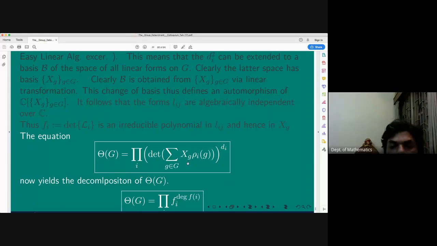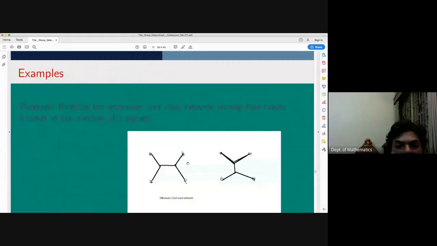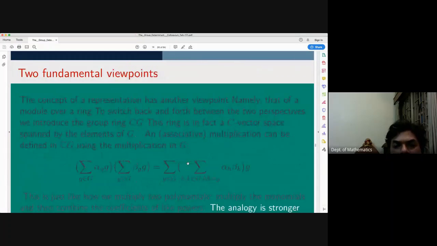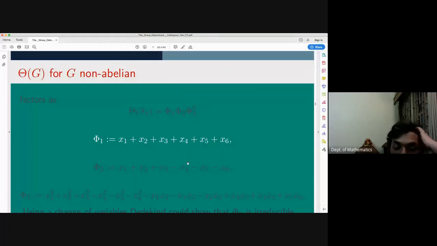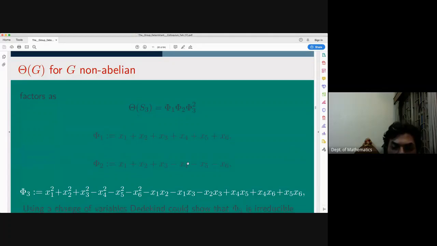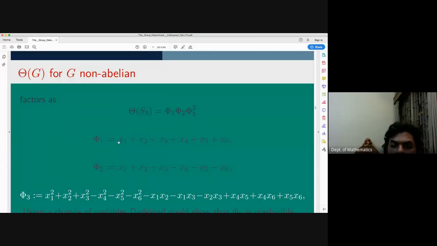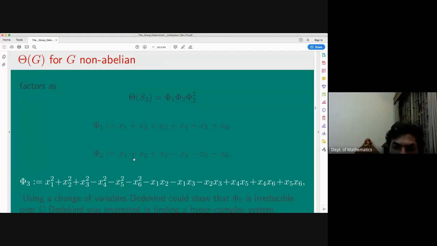And just going back to the S3 example, concluding my talk. If we go back to this S3 example, what Dedekind found you can very well explain from representation theory. If you look at the first factor phi1, this is coming from the trivial representation of S3. All the coefficients are 1 here. If you look at phi2, it is coming from the sign representation of S3. You take a permutation and associate it with its sign. That is the sign representation. These coefficients are 3 minus 1, 3 plus 1.